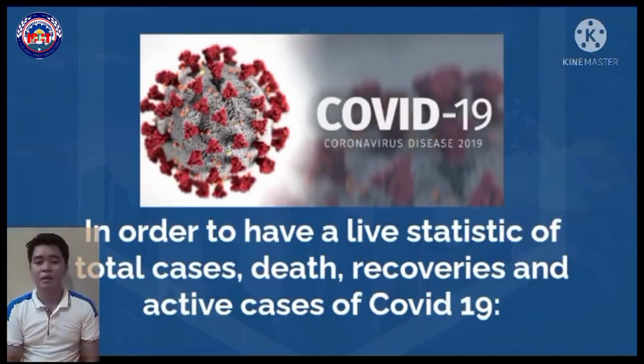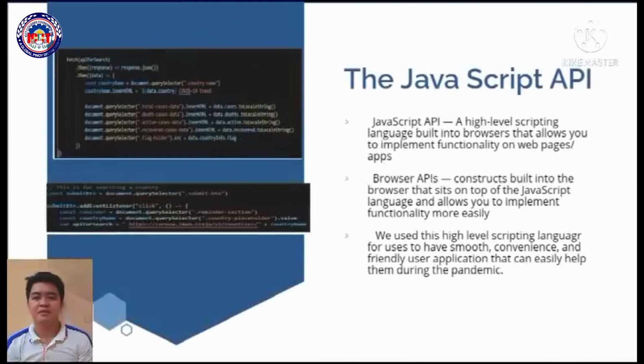In order to have live statistics of total cases, deaths, recoveries, and active cases of COVID-19, we use the JavaScript API. It is the high-level scripting language built into the browser that allows you to implement functionality on web pages. Browser APIs are constructs built into the browser that sit on top of the JavaScript language and allow you to implement functionality more easily. We use this so users have a smooth, convenient, and friendly application that can easily help them during the pandemic.